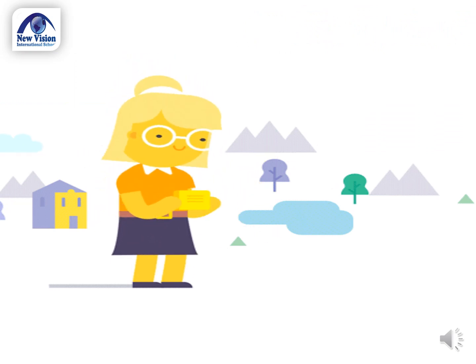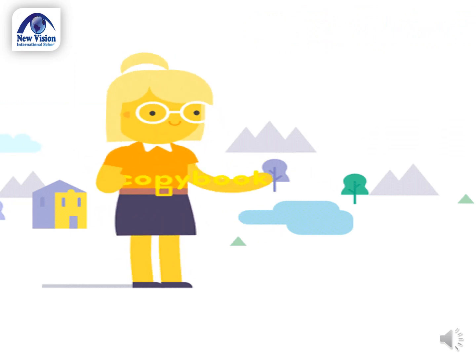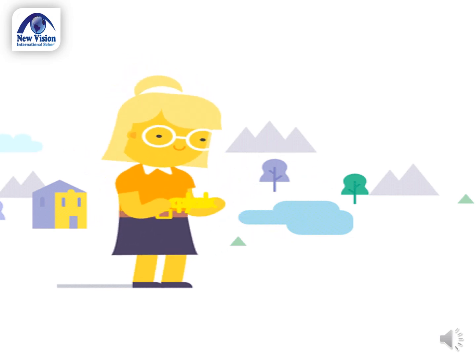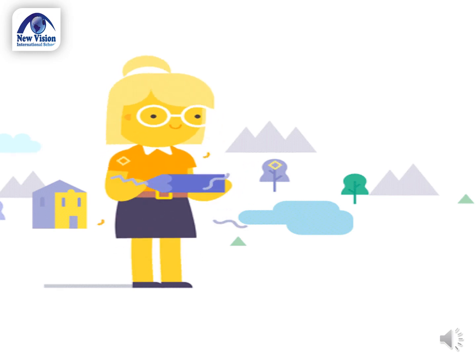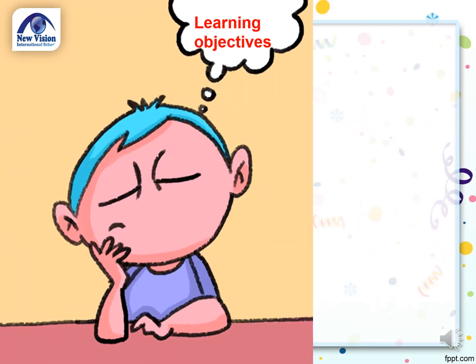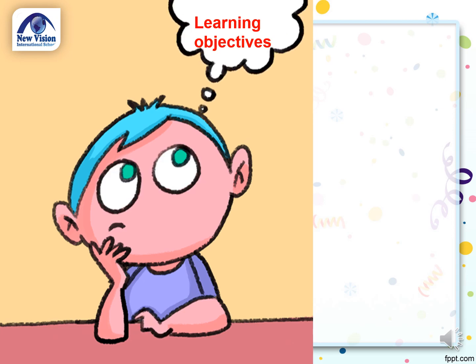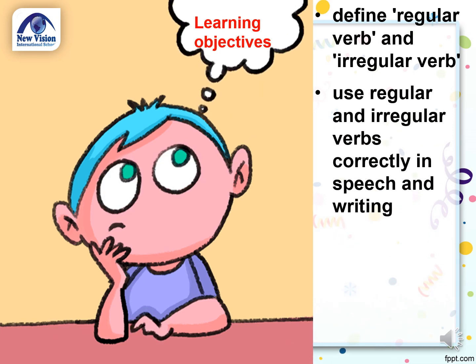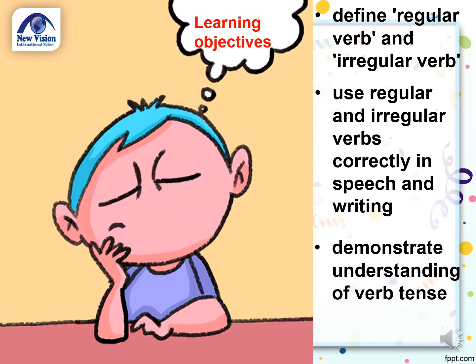Before we start our lesson today, you should prepare the following: your readers and writers notebook, your copybook, and your pencil. Our learning objectives for these lessons are: define regular verb and irregular verb. Use regular and irregular verbs correctly in speech and writing. Demonstrate understanding of verb tense.